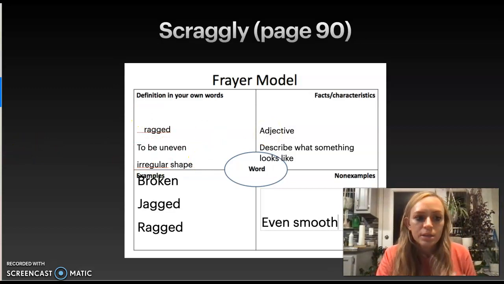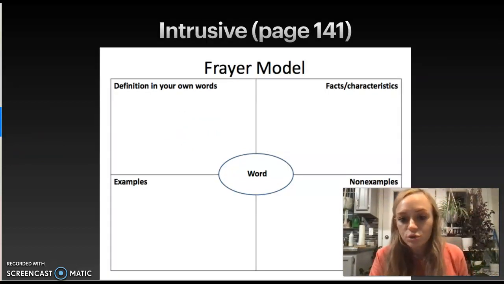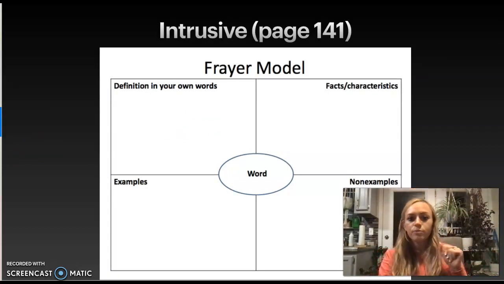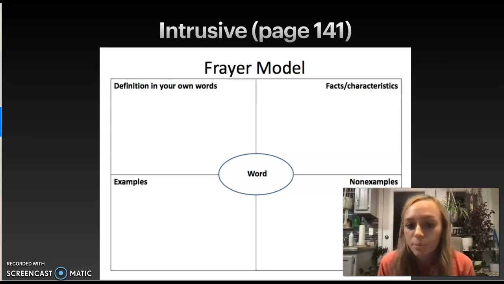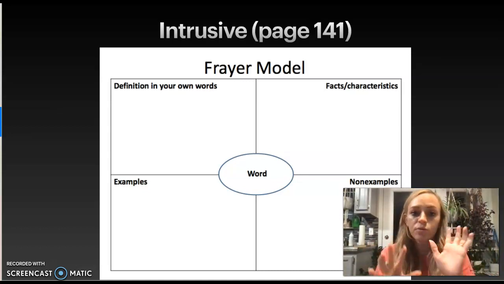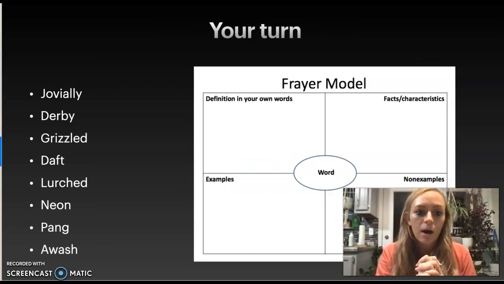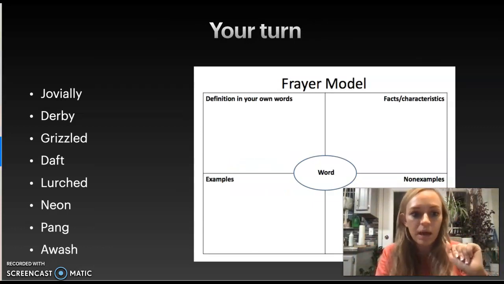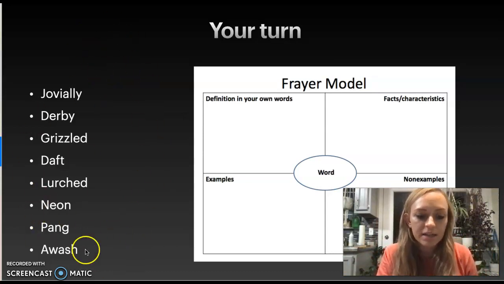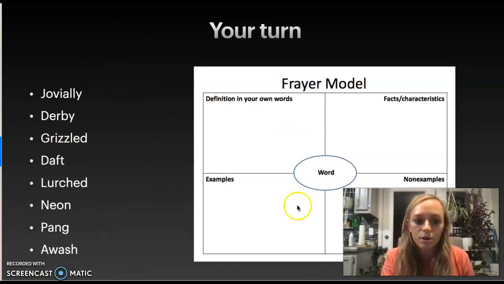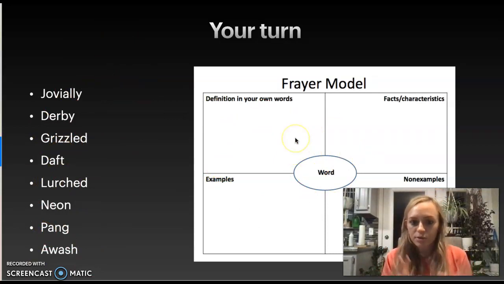So you can use other words such as intrusive. Intrusive is on page 141. So you could come up with a Frayer Model for that word. And also, I have come up with the rest of the vocabulary words here on the other side. So you can take a look at those and implement the Frayer Model in your classroom as well.